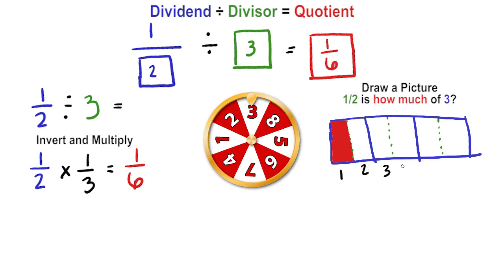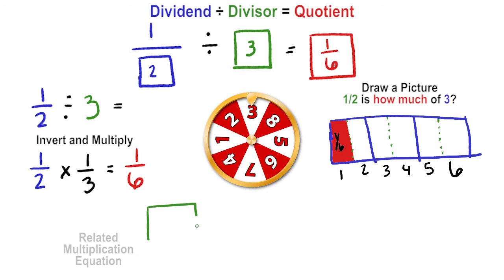There are a total of 6 1/2-size pieces in the 3 wholes. The one shaded is 1 out of the 6, or 1/6 of the whole 3. These solutions are just 2 out of the many ways to solve the problem.